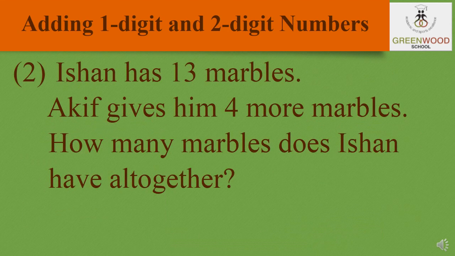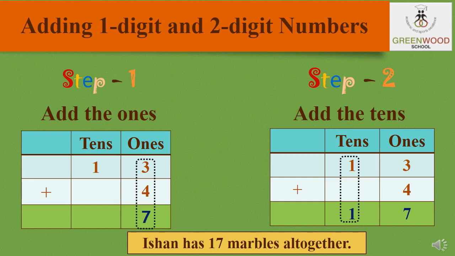Let's see one more example. Ishan has 13 marbles. Akif gives him 4 more marbles. How many marbles does Ishan have altogether? Let's count them. What is step 1? Addition always starts from back, that is ones place. So our step 1 will be add the ones. Now 13 is a 2-digit number and 4 is just a single digit number.